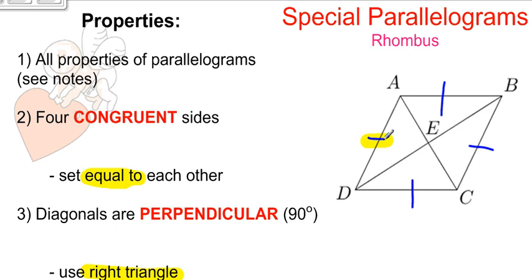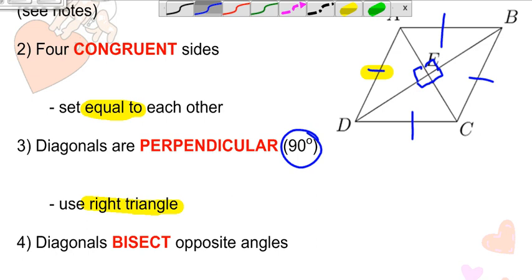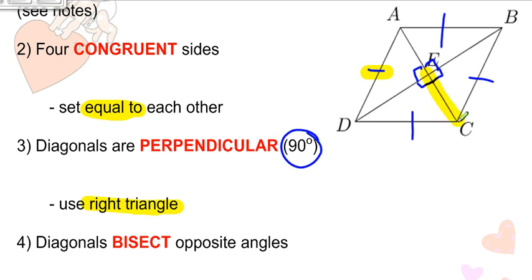The diagonals are perpendicular, right? And when we hear the word perpendicular, we should really be thinking about the word 90. So when the diagonals cross, they form right angles. So all of those angles there are going to be right. And if we look, it creates 4 mini right triangles there. And again, we would solve that using the Pythagorean theorem.